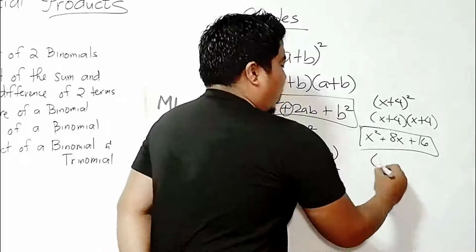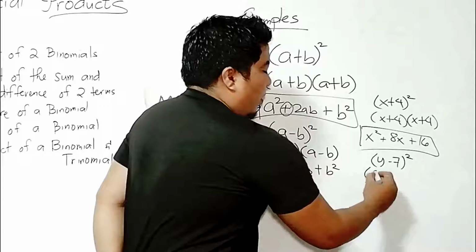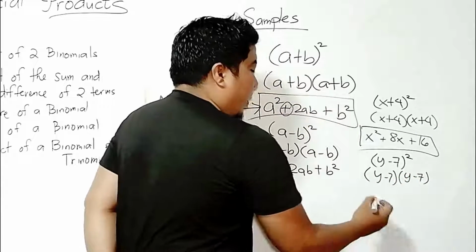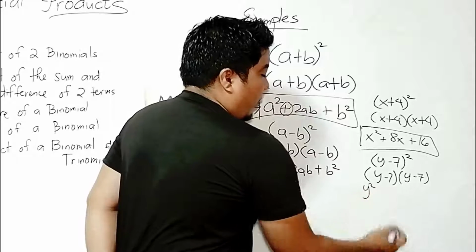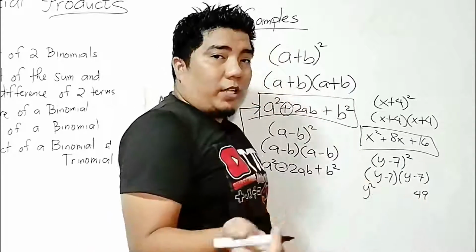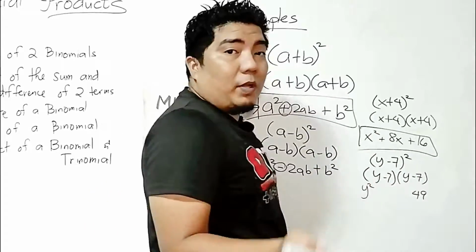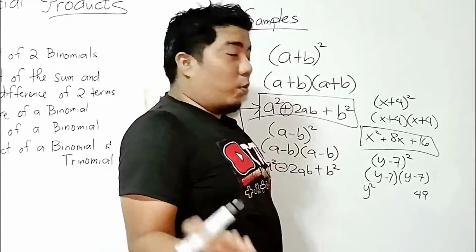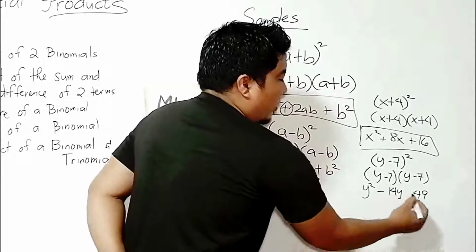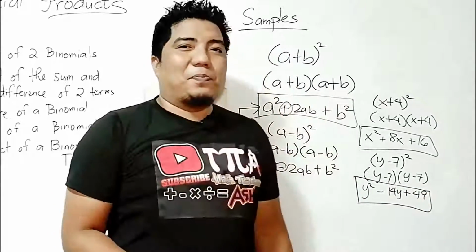So, let's say you have y minus 7 squared. By expansion, this will be the case. You get the square of the first, you get the square of the last, and then you get the product of the first two, then twice of it. So, y times 7, that is 7y. Twice of 7y is 14y. And then this will become minus, this will become plus. And that will be your final answer.